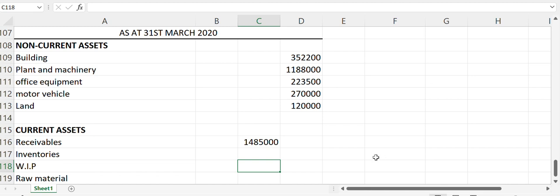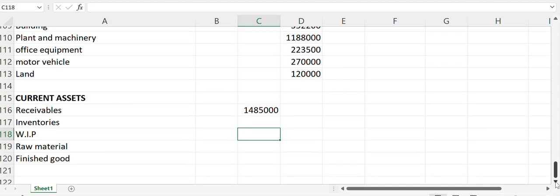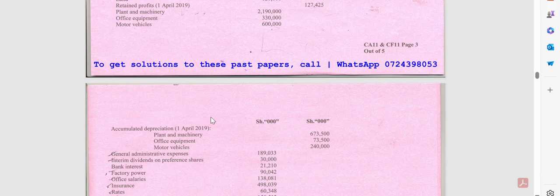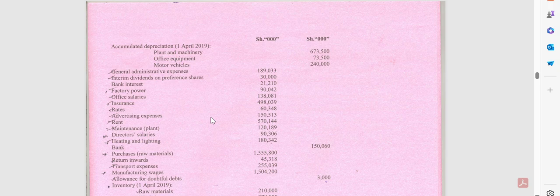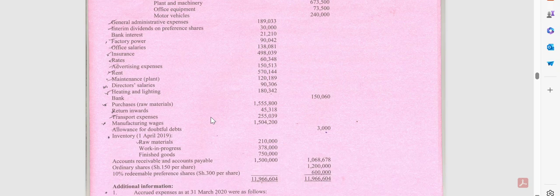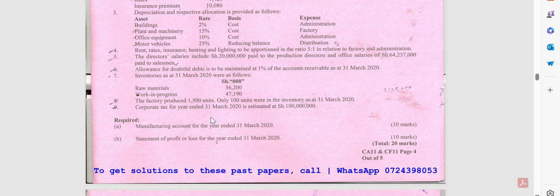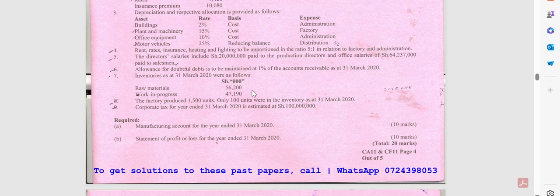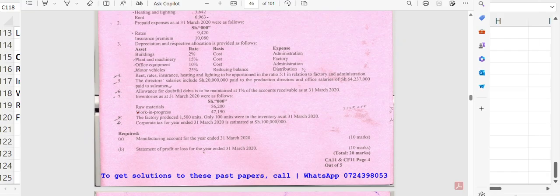Inventories, let us begin with the work in progress. These figures are there in the additional information. So if you come to additional information, so raw material closing is 56,200. Work in progress is 47,190.